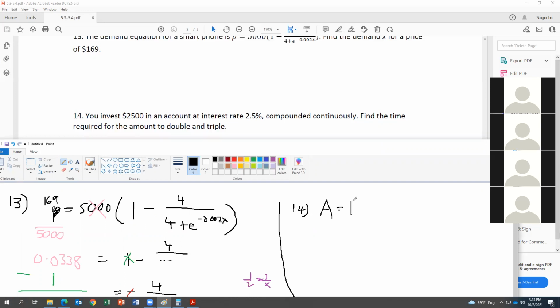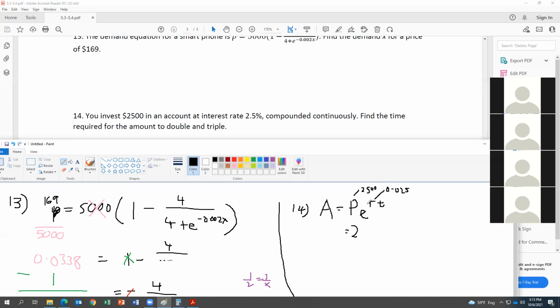Is it PERT? Yep, PERT, yes. So this 25,000 is your what? 2,500 is your P. And 2.5% is your rate, which is 0.0025. No, point not 0, one extra 0, 0.025.